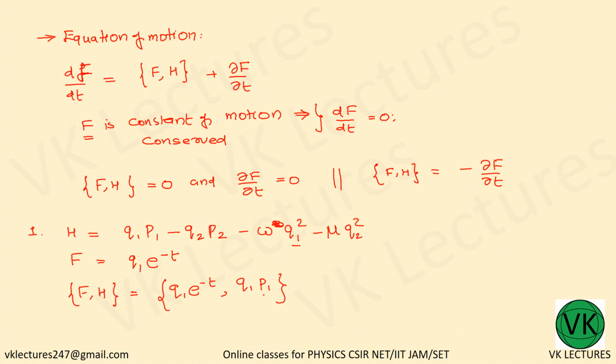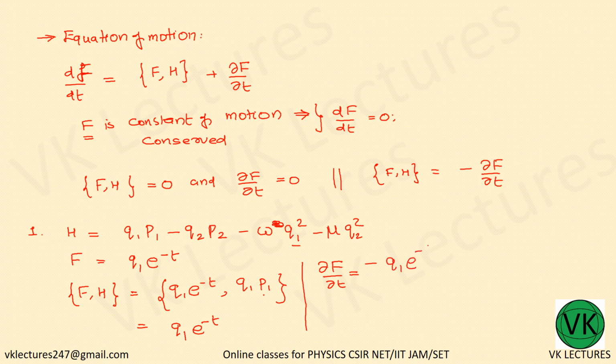This gives us q₁, and you can take q₁ e^(-t) out; {q₁, p₁} is 1. So q₁ e^(-t) is {F, H}. Now we need to find ∂F/∂t. That is q₁ e^(-t) with a minus sign, since the derivative of e^(-t) is minus q₁ e^(-t).